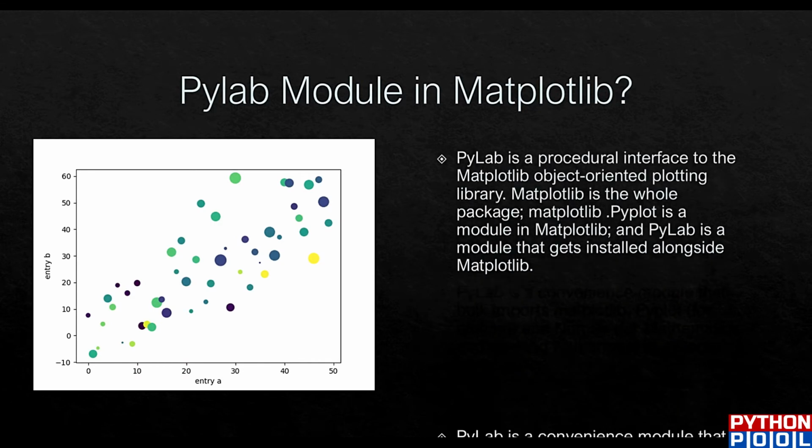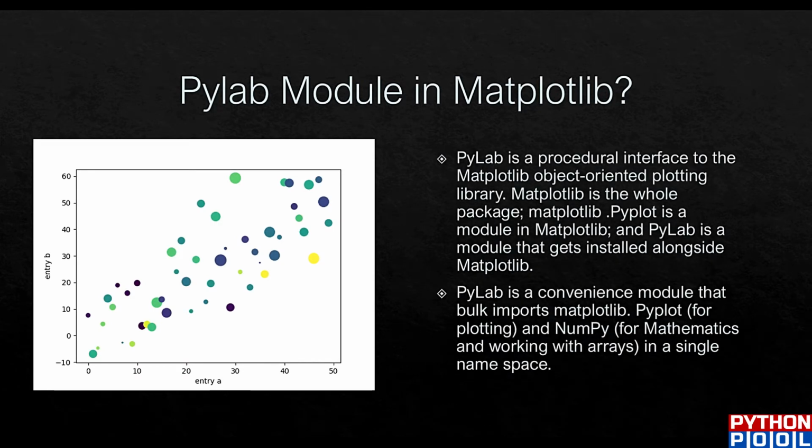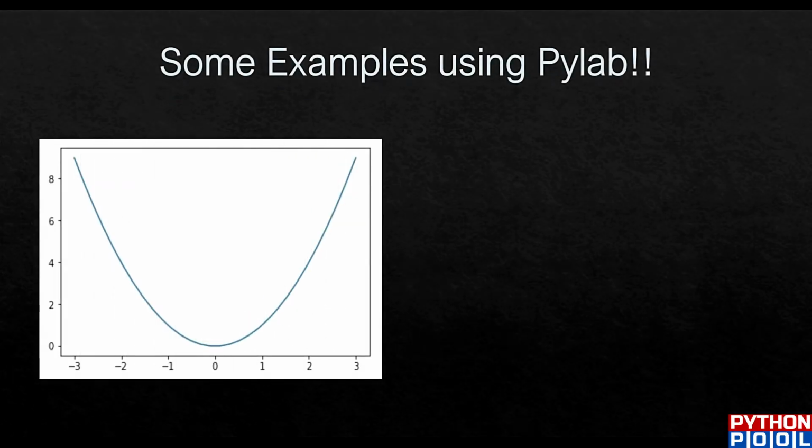Talking of the Pylab module, it is a procedural interface to the Matplotlib object-oriented plotting library. If we want to plot any functional graph, we use the Pylab module. But in today's world, the PyPlot module is widely used rather than the Pylab module. Let's see some examples using the Pylab module.